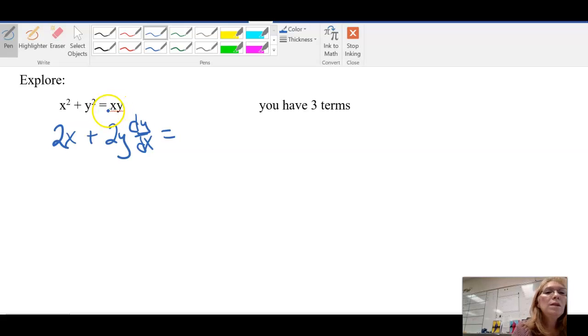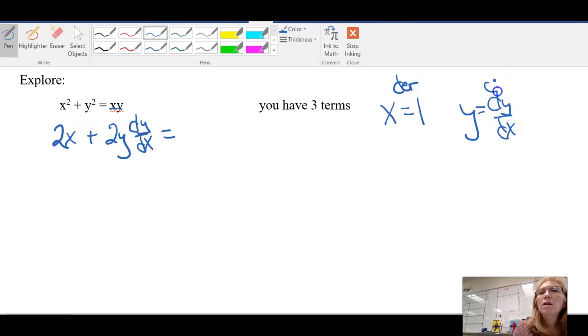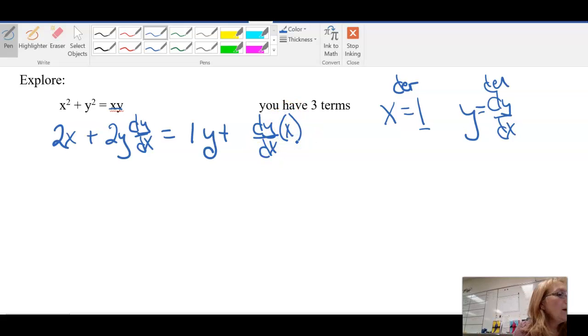Now this last one is a little bit trickier. So we have to do this. So let's go over here. So we know the derivative of x equals 1, right? And then the derivative of y is equal to dy dx. So these are my derivatives. Now we have to use our chain rule. So it's the derivative of the first, 1, times the second, plus the derivative of the second, which is dy dx, times the first.